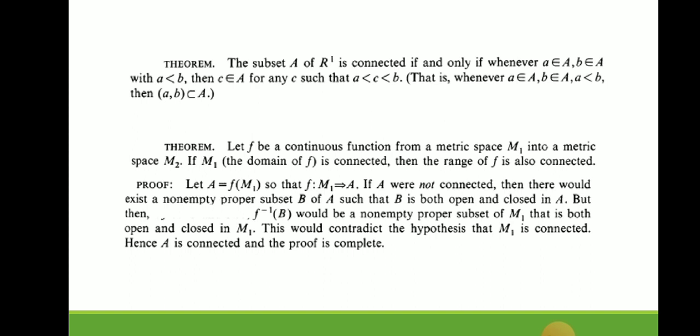But f inverse of B is also a non-empty proper subset of M1 which is both open and closed in M1, because the function is continuous: the inverse image of an open set is open and the inverse image of a closed set is closed. Therefore, f inverse of B is a non-empty proper subset of M1 which is both open and closed in M1. This is a contradiction to our hypothesis because we assumed that M1 is connected. Therefore, A must be a connected subset.